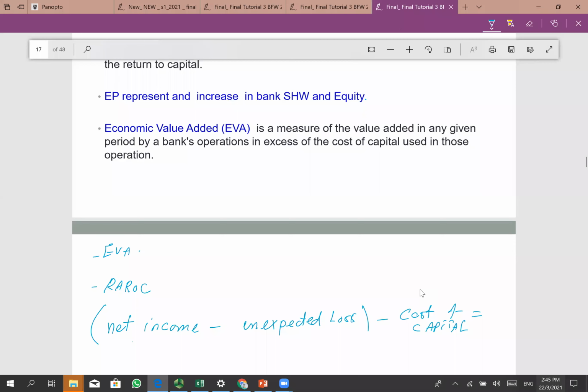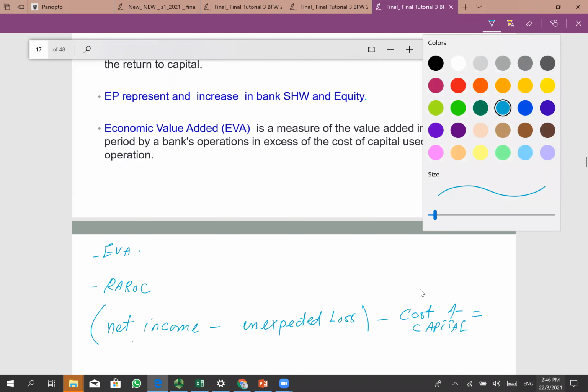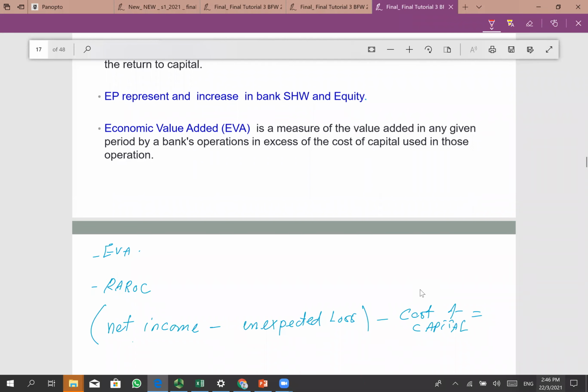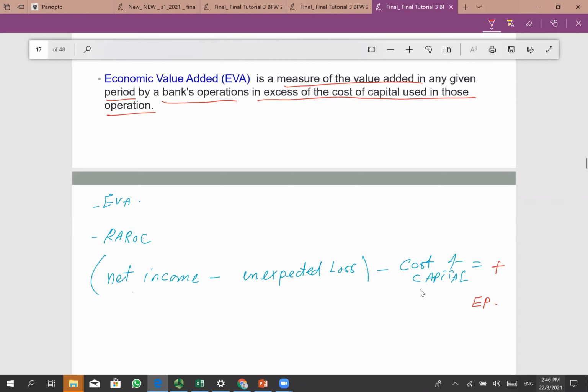But if this is plus, if actually I can make plus here, then I have an economic profit. This is an economic profit. So the economic profit is actually a measure of the value added in any given period by a bank operation in excess of the cost of capital used in these operations. So this is how you look at it.